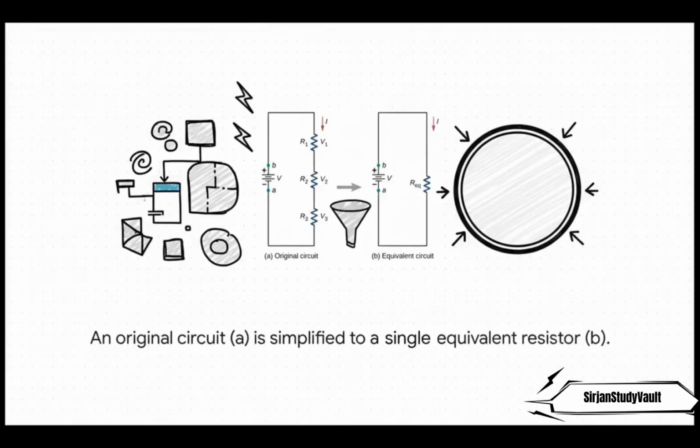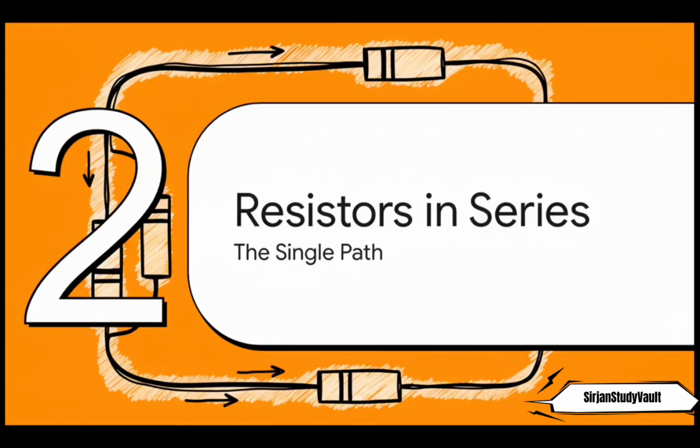And this picture shows the idea perfectly. We start with a circuit on the left that looks a little busy, right? It's got a few resistors. Our goal is to boil it all down to the super simple circuit on the right, with just one single resistor, our REQ. It makes analyzing the whole thing way easier. All right, let's jump into our first type of connection: resistors in series.